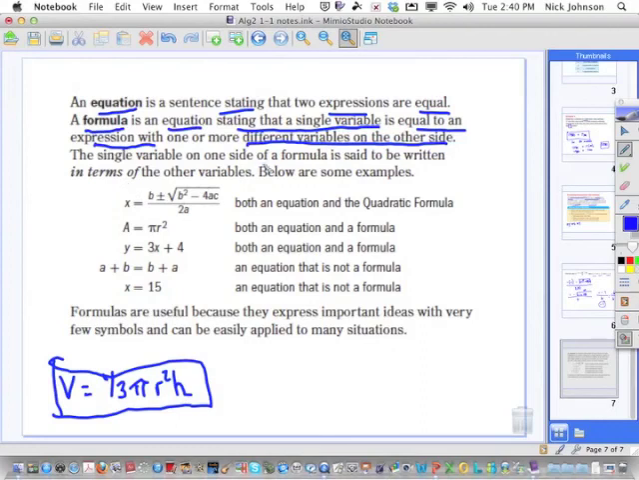The single variable on one side of a formula is said to be written in terms of the other variables. Below are some examples. If you look at this, area equals pi r squared. We would say area is written in terms of r, because pi is an actual number. Pi is an actual number, so it's just in terms of r. Looking at this one down here, y is written in terms of x, which is our only variable.